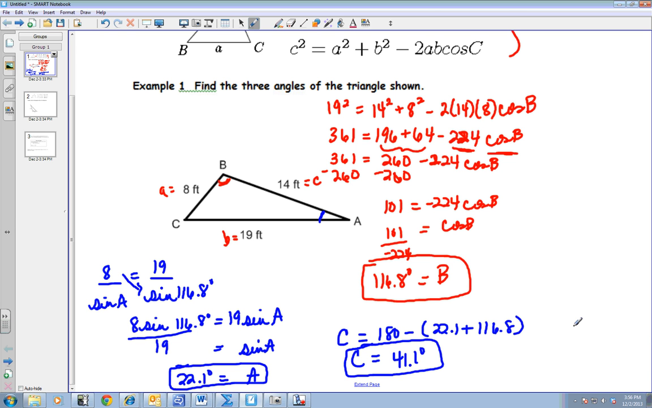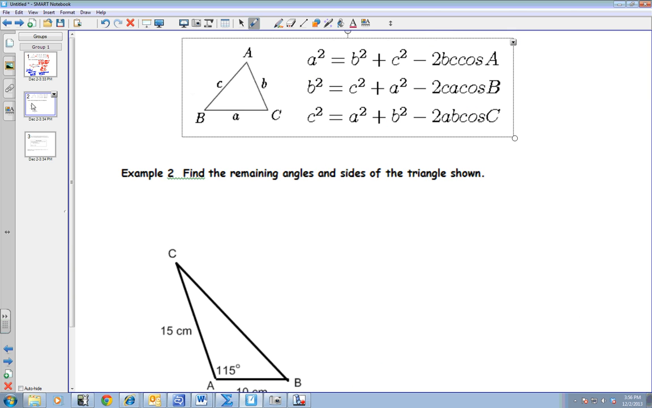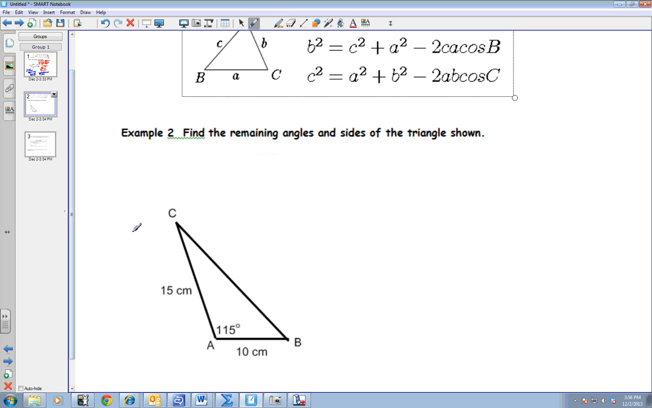All right, so we solved all three angles. Okay, let's look at example 2. Now, in example 2, I'm not given side, side, side. I'm given side, angle, side.